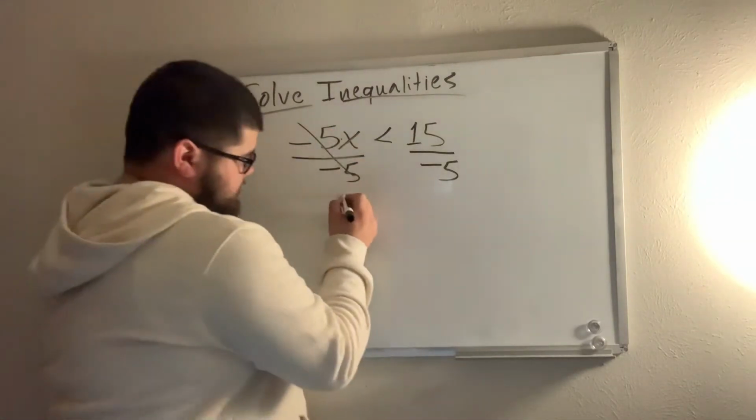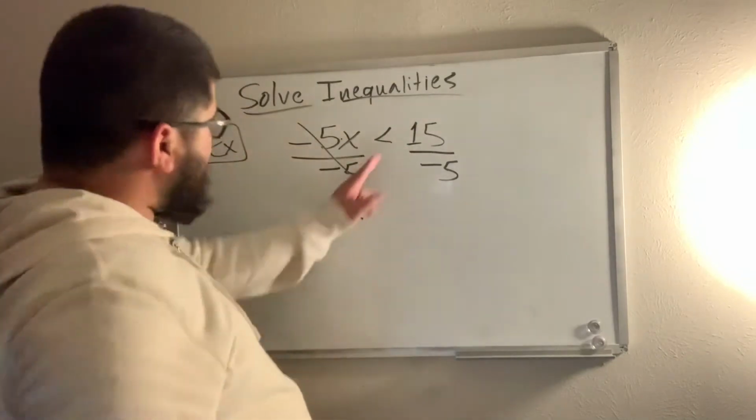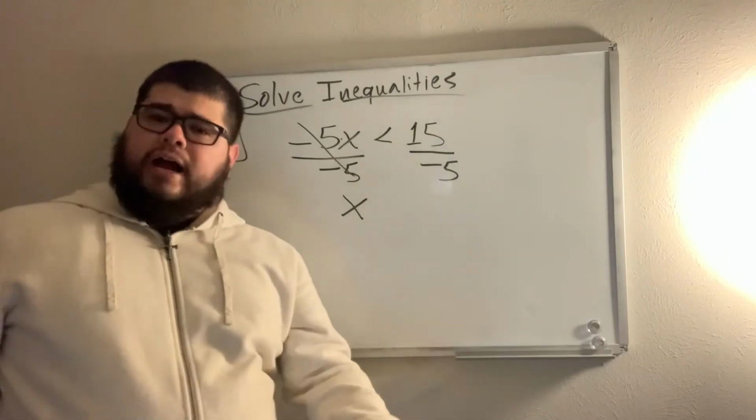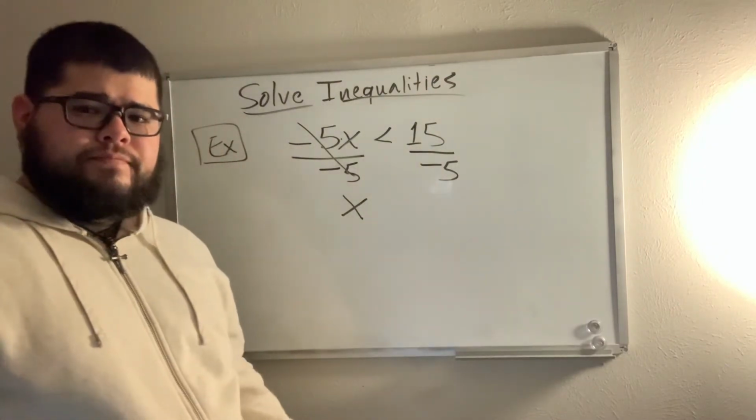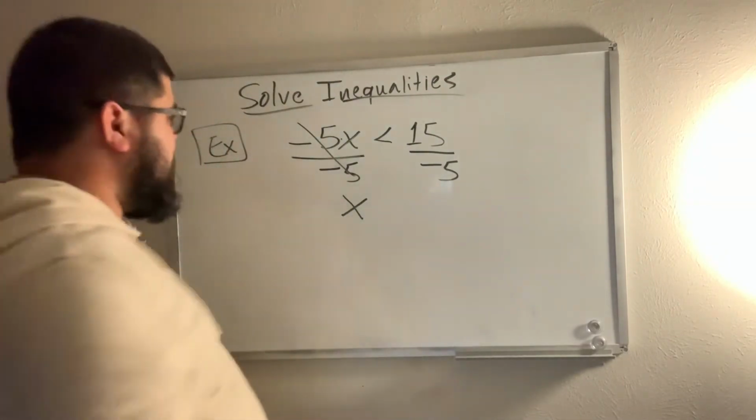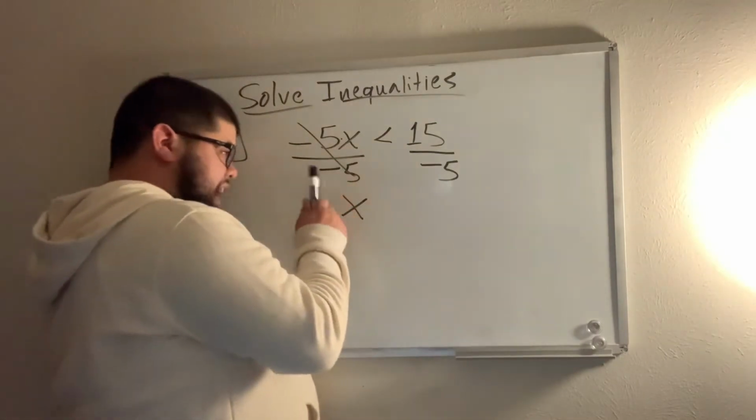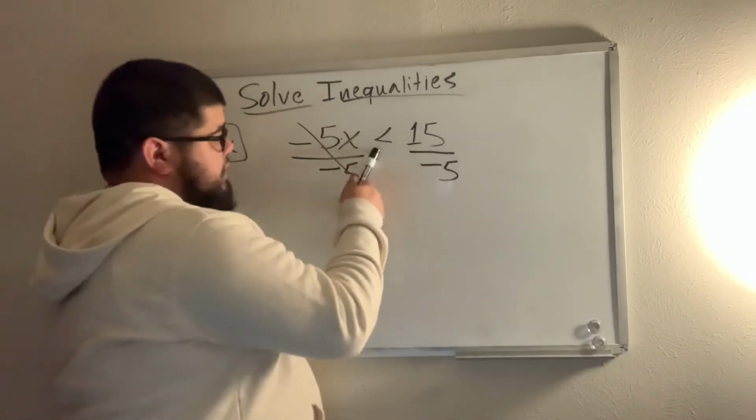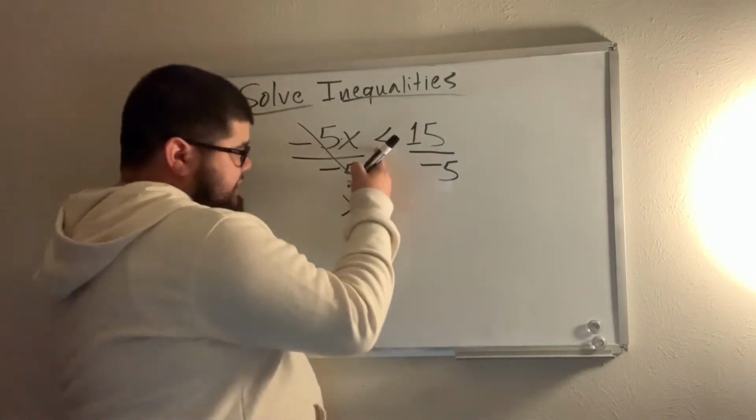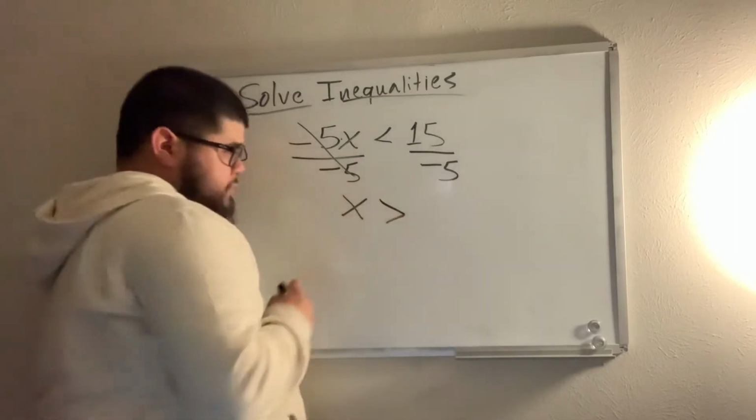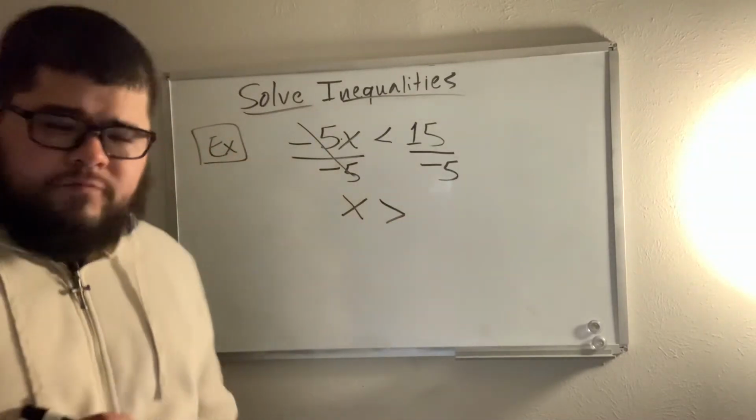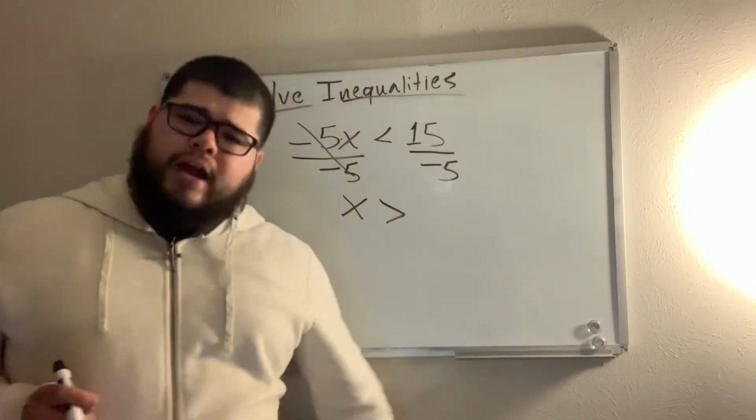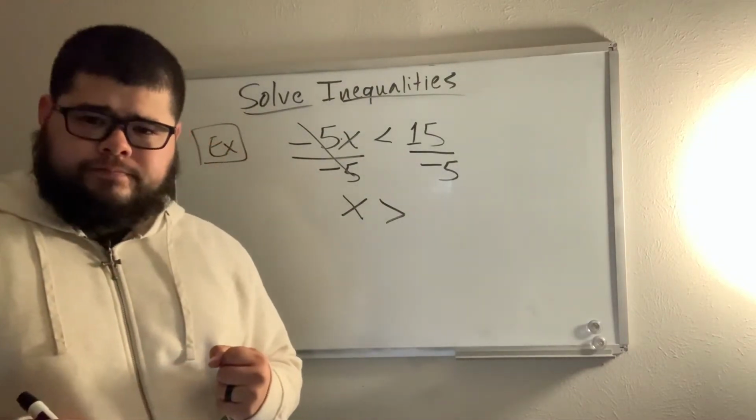1 times x, x. Now, when we're looking at our inequality symbol, did we multiply or divide by a negative? Yes, we did. We actually divided by negative 5. Since we did that, we have to change our sign. We have to flip it, right? From less than to what? Greater than. Okay? If you do not flip the sign, your answer is going to be wrong. Keep that in mind.